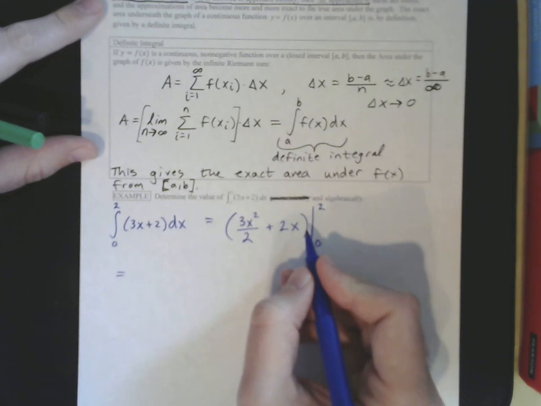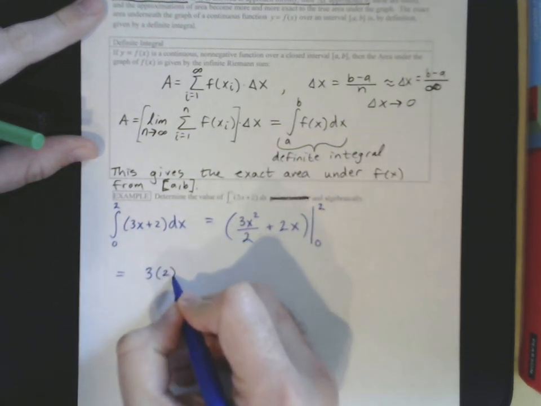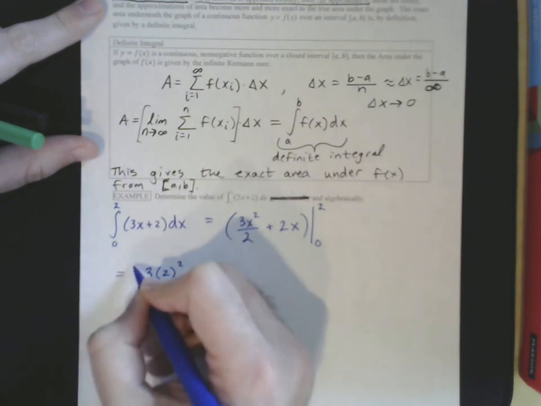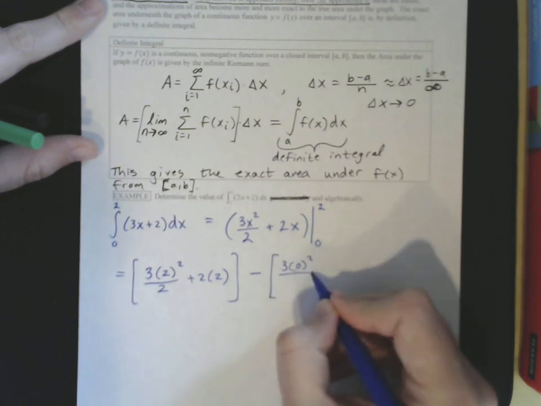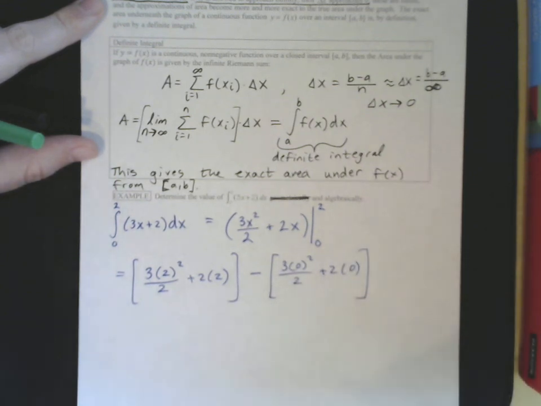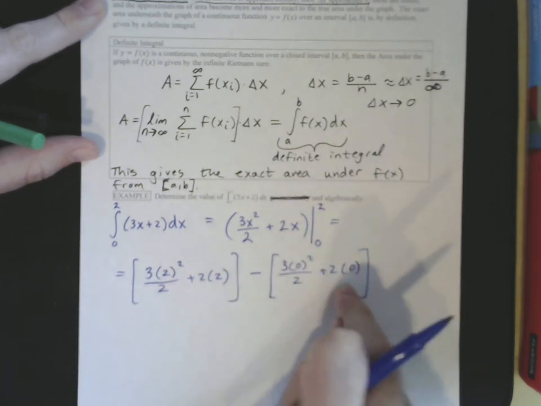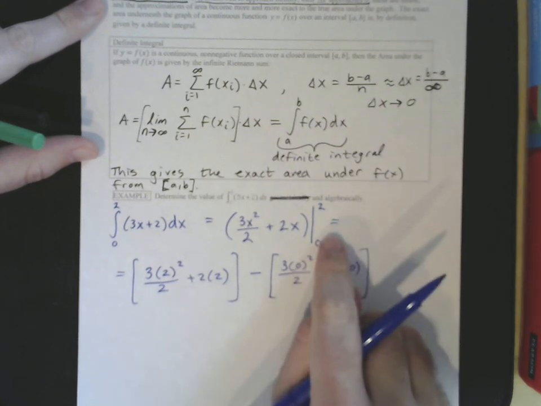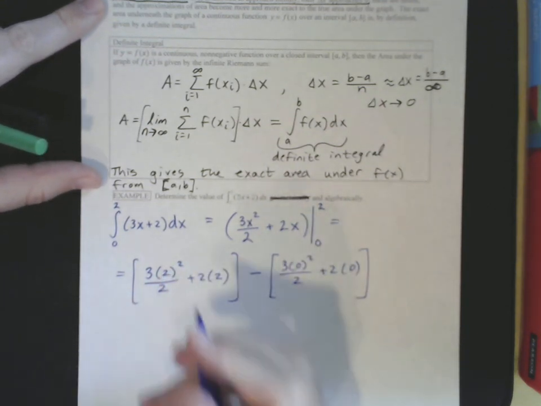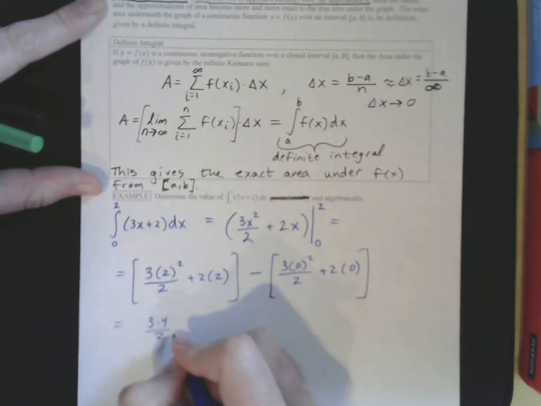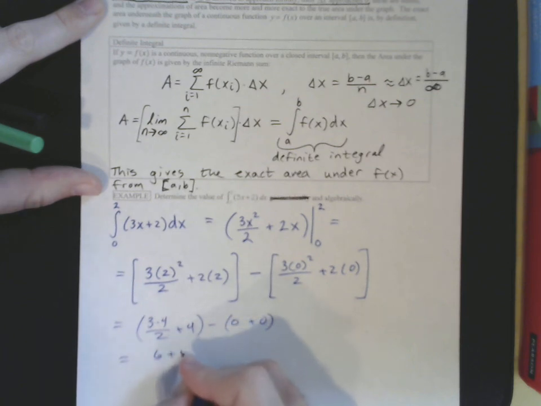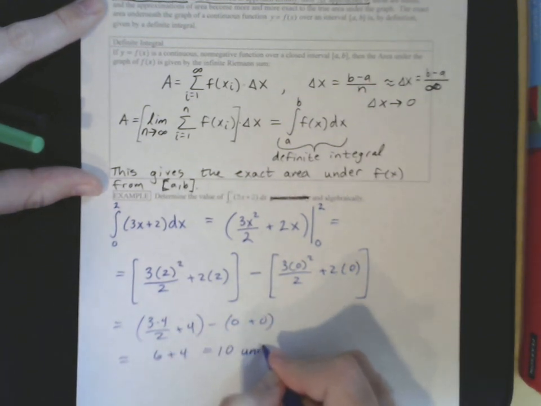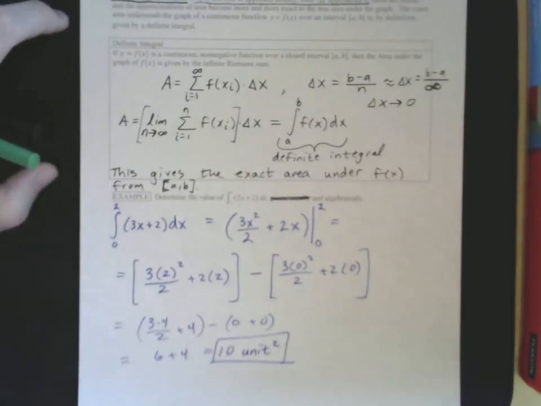And to evaluate this, you first plug in 2. So you have 3 times 2 squared over 2 plus 2 times 2. That goes in its own set of parentheses, and then you subtract what happens when you plug in 0: 3 times 0 squared over 2 plus 2 times 0. That's what this symbol means: plug in 2 and plug in 0 and subtract the bottom one from the top one. So this is just 3 times 4 over 2 plus 4 minus 0 plus 0, or 6 plus 4, which equals 10. And since this is an area, we have units squared, though we don't have a unit here. So that's how you evaluate that definite integral.